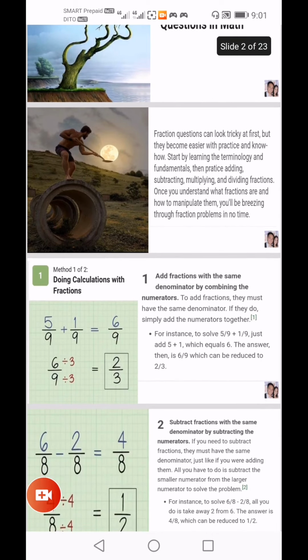Fraction questions can look tricky at first, but they become easier with practice and know-how. Start by learning the terminology and fundamentals, then practice adding, subtracting, multiplying, and dividing fractions. Once you understand what fractions are and how to manipulate them, you'll be breezing through fractions problems in no time.